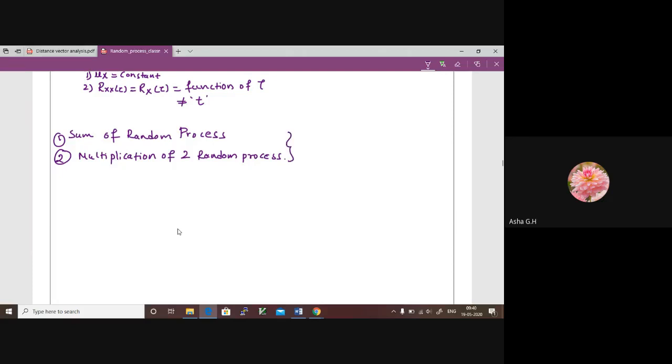Now we assume that the random processes that we have taken, if I assume W of t is a sum of two random processes, where x of t and y of t are two random processes. Now these random processes are independent and also they are wide sense stationary. These are the two conditions that we have assumed here. Based on this assumption, we'll go ahead and look at various parameters.